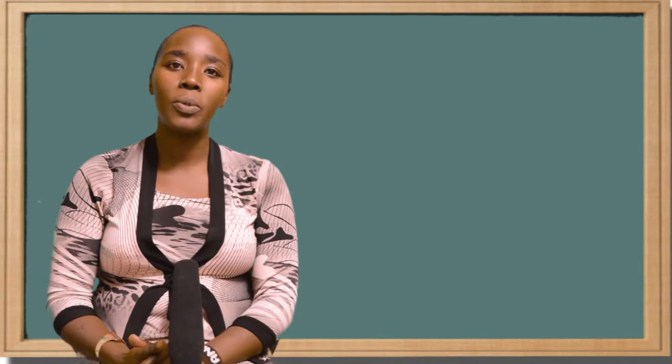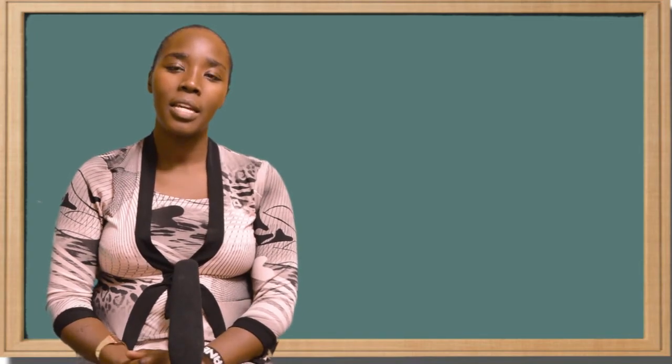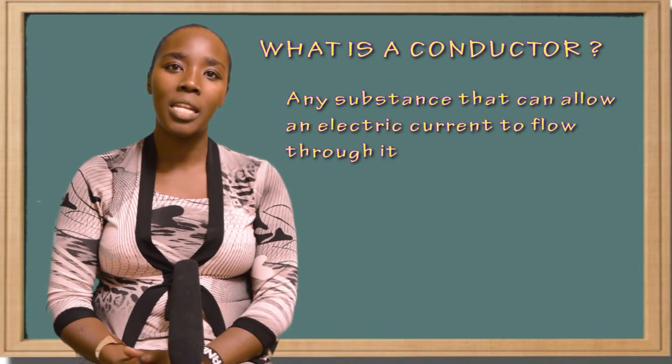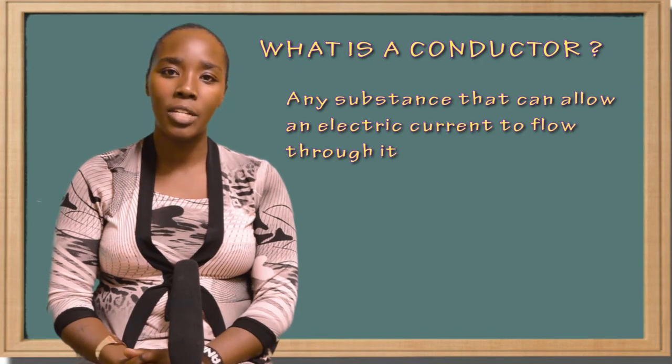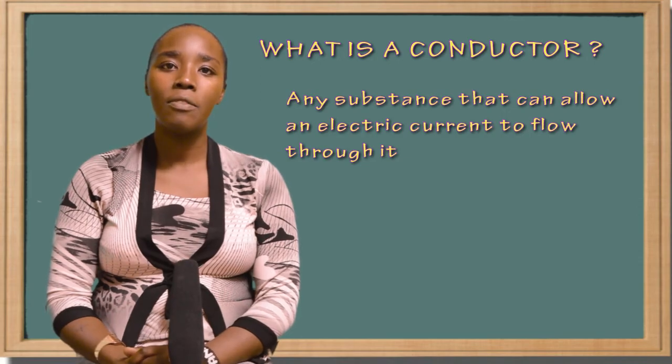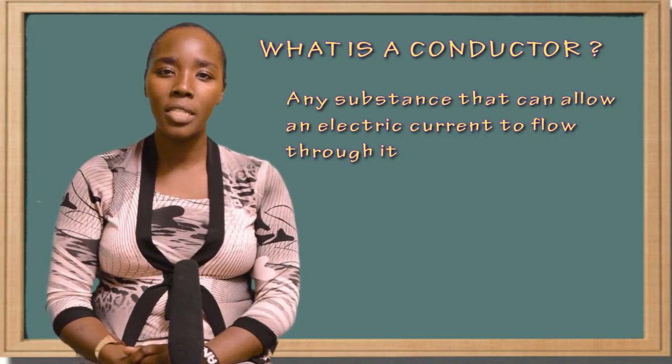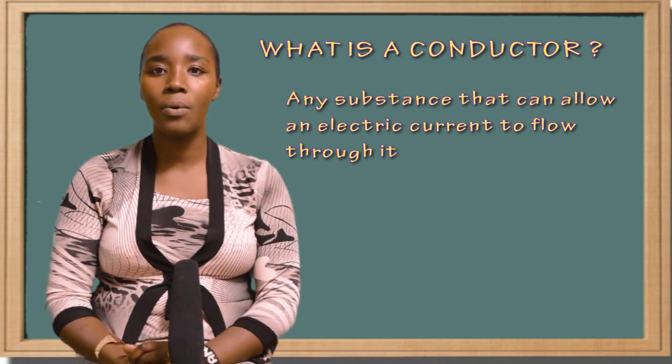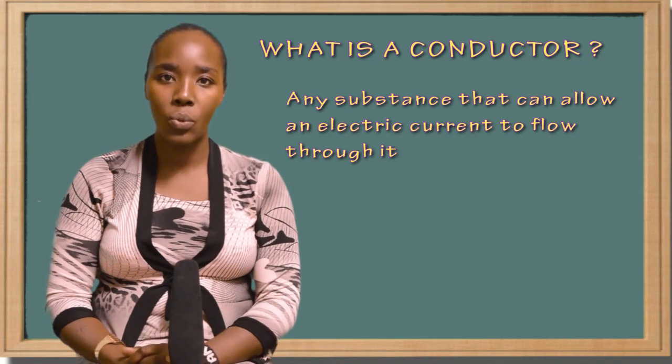Back in our primary school work, we looked at what are called conductors and non-conductors. What is a conductor? Our primary school teacher told us that a conductor is any substance which can allow an electric current to flow through. So we have various examples in that. For example, we have metals and a non-metal which we call graphite. Those elements allow an electric current to flow through them.